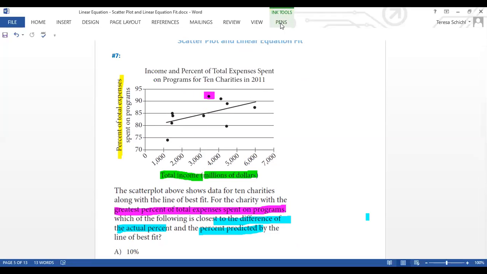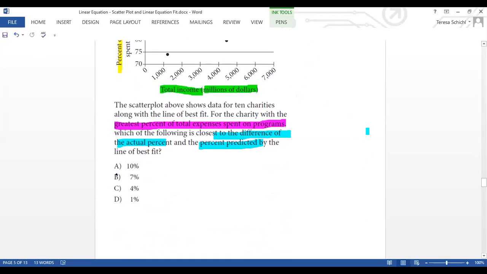And so for this charity, this is the actual, right? And then my line is the predicted. So the line predicted is in here. So this one is the predicted by using the line here. So they want to find the difference between the actual and the predicted. The actual here is between 90 and 95, so probably around 92. And then the predicted here is 85. So it's 92 minus 85, so it's about 7. Right? So the answer is 7 here.